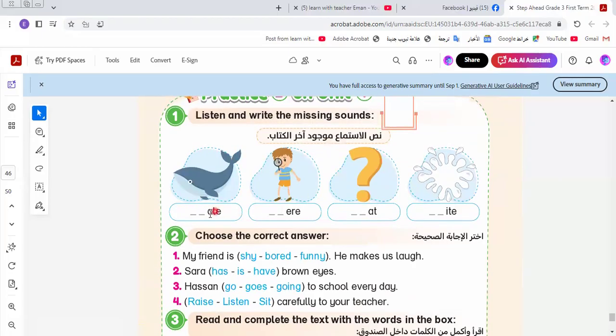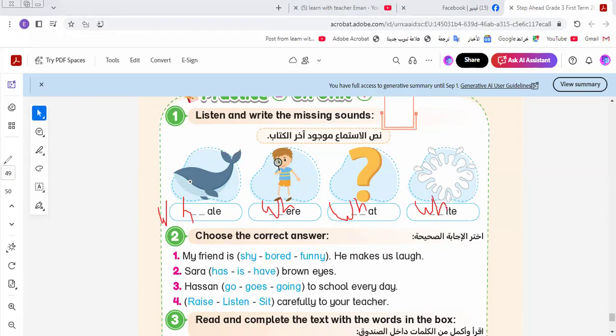Here we have, what is the missing letter? I answered 2 of them, and I will leave the rest for you to do by yourself. I don't answer all the exercise. I will leave you some to do. Here we say, wall. Here, what is this? It will be where. Here is what. Here is white.